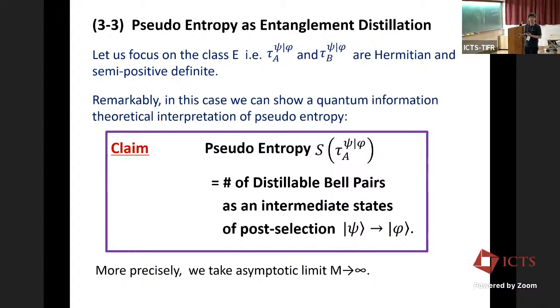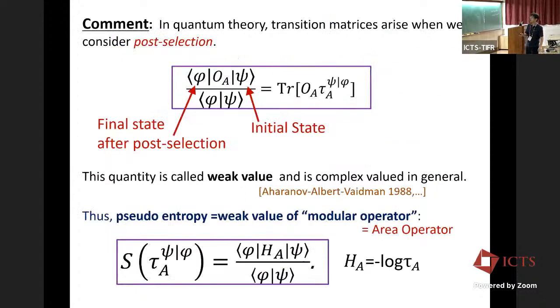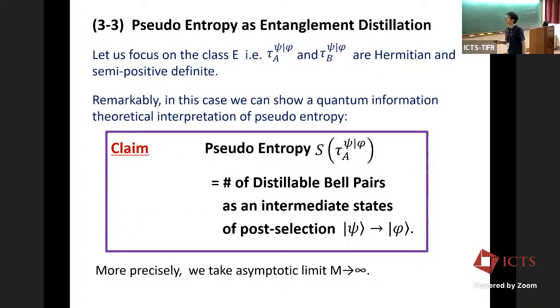Sorry, is HA in the previous slide the modular operator or the log of the modular operator? It's the log of this, the log of this transition matrix. In the end, this operator turns out to be the area operator in Euclidean time. So let's focus on a very simplified class. States can be more wild, but let's talk about the simplest case where tau A and tau B are both Hermitian, but they can be different, and they have a nice semi-positive property.